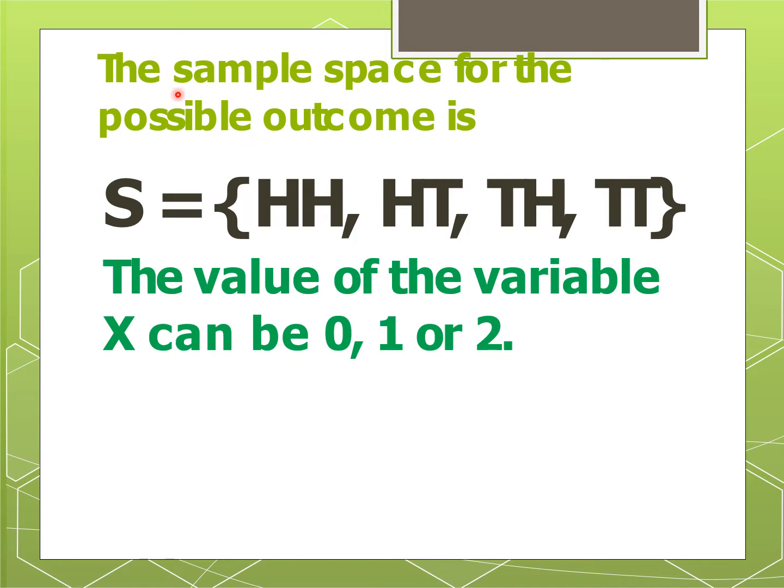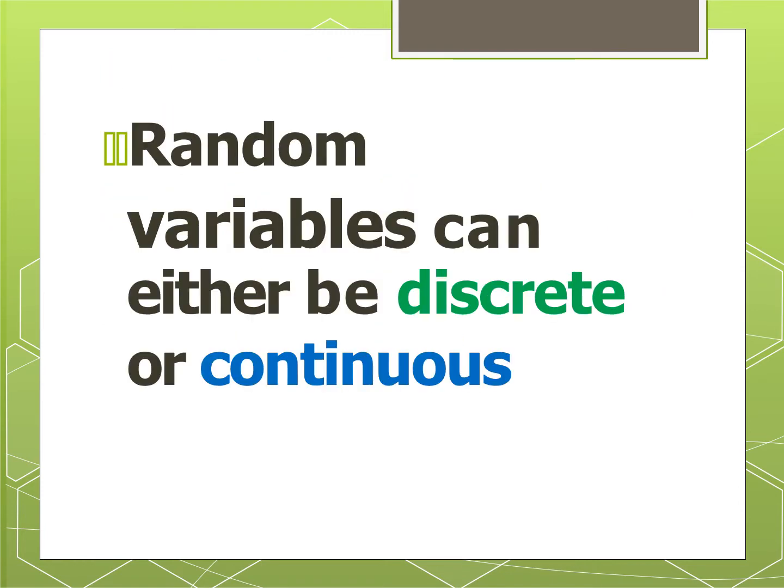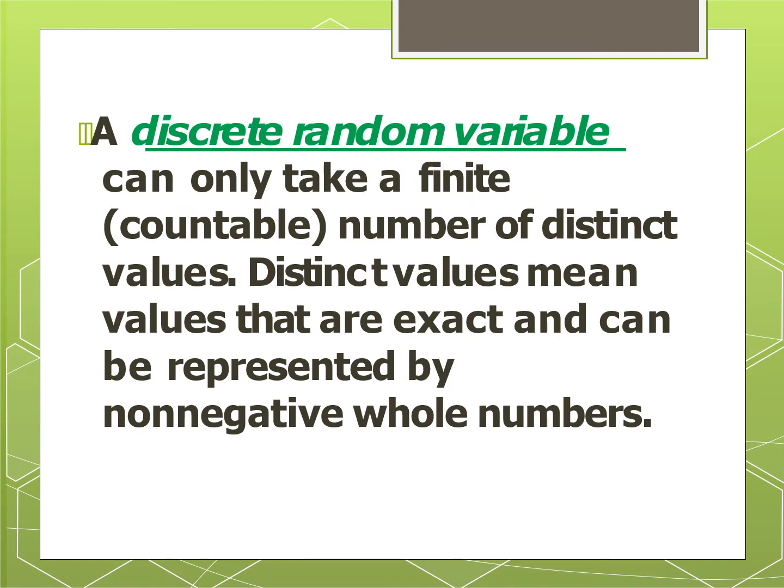So as you can see, the sample space for the possible outcomes is head-head, head-tail, tail-head, or tail-tail. So the value of the variable X can be 0, 1, or 2. Random variables can either be discrete or continuous. A discrete random variable can only take a finite or countable number of distinct values. Distinct values mean values that are exact and can be represented by non-negative whole numbers.